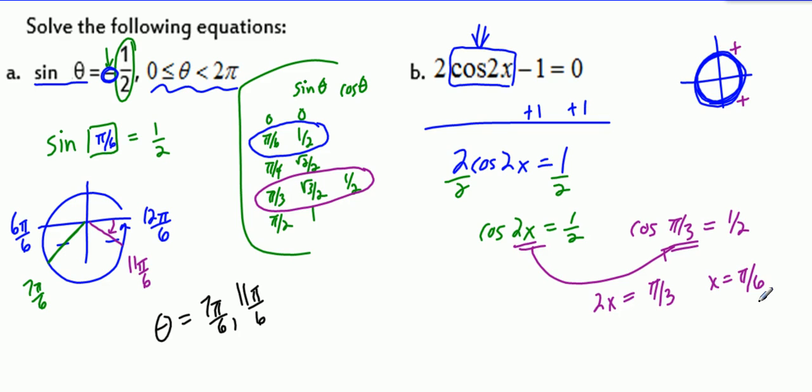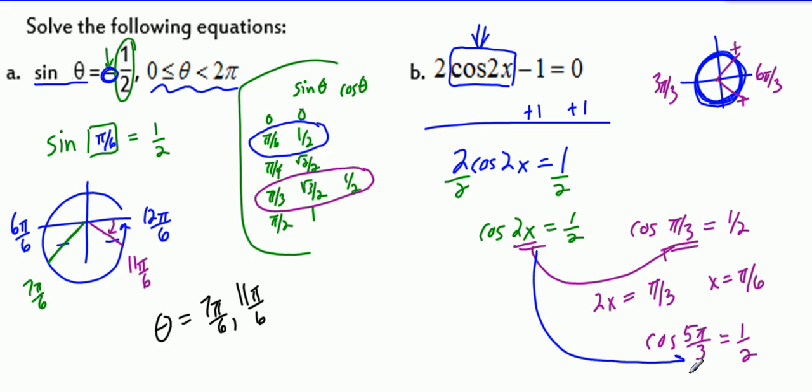Now there's another time that we would deal with, and that's down here. In terms of pi over 3, this is 3 pi over 3. This is 6 pi over 3. So the next time that cosine is a half is at 5 pi over 3. Go back 1 pi over 3 from 6 pi over 3. That'll put you in the fourth quadrant. That'll also be a half. So again, this 2x, maybe I'll use a different color here, could also be 5 pi over 3. So 2x could equal 5 pi over 3, which means x would be 5 pi over 6.